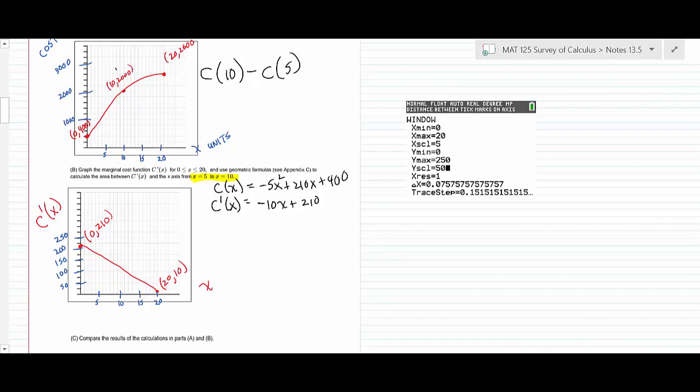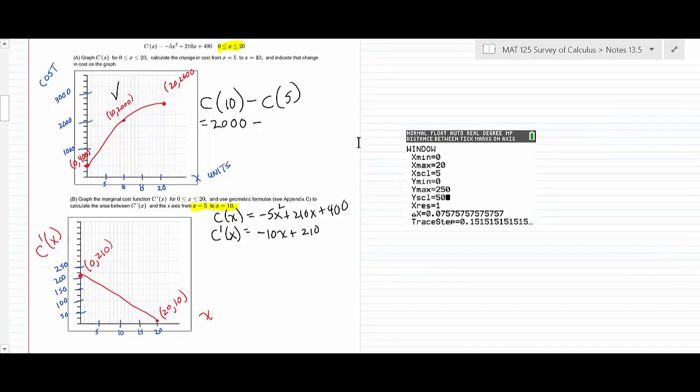We already have that C of 10 is 2,000. And if you do C of 5, what do you get? 1325. Thank you, 1325. Now the way you can get that is just by plugging into the cost function, or go back and graph that and trace it out like that. Okay, so if you do 2,000 minus 1325, you're going to get a change of $675. All right, does everybody understand where that's coming from? Okay, just getting y values for the cost.